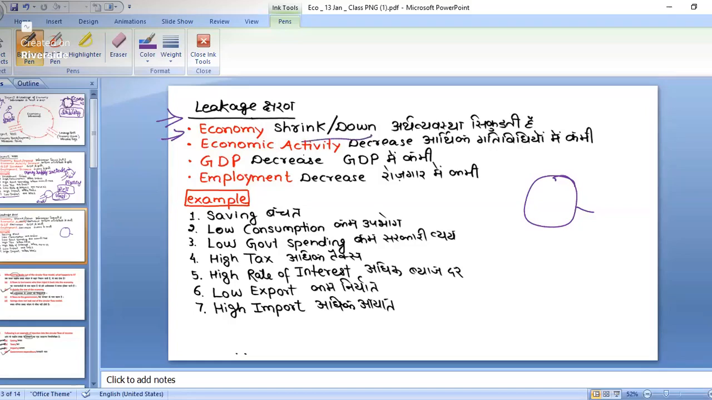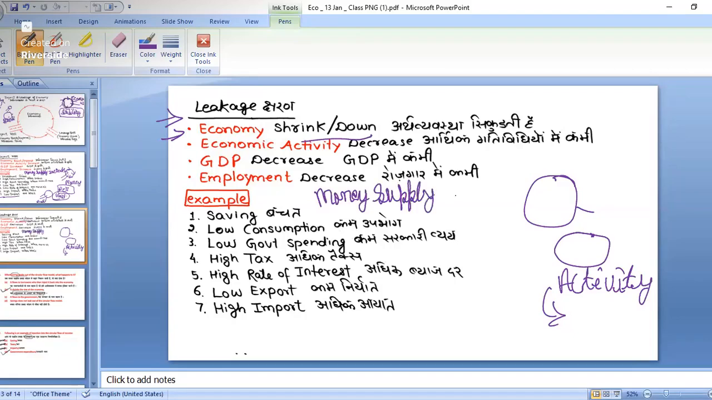When the economy shrinks down, like in the corona time, you all would have seen it. When the economy shrank, the activity also shrank, and in that case there was a decrease in employment. Many people were unemployed, so per capita income also decreased. There was a decrease in GDP also, and money supply also decreased. So if we have leakage, we will have a negative impact.